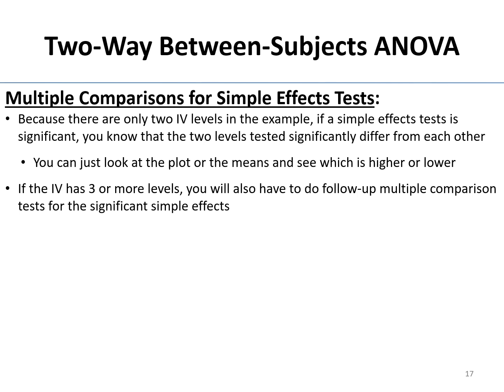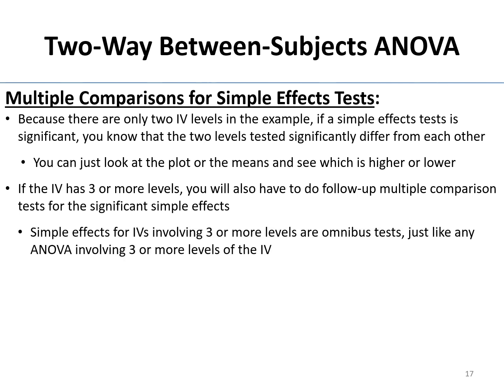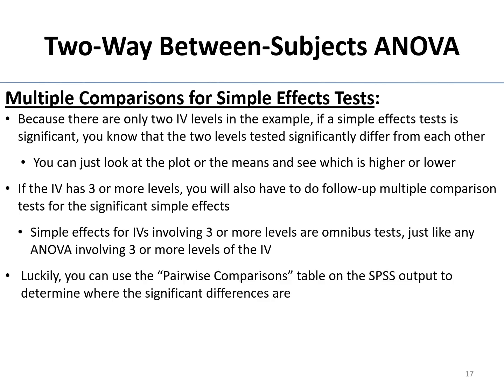So those simple effects tests are essentially ANOVAs. You have to take it to that next level. Simple effects tests for independent variables that involve 3 or more levels are omnibus tests, just like one-way ANOVA. You go, okay, there's some sort of difference here among these 3 or more means. What are they? Well, you can use what's called the pairwise comparisons table in the SPSS output, and that will give you a Tukey-like test. Do remember to use a Bonferroni corrected alpha level if you do the pairwise comparisons, because it doesn't adjust automatically like Tukey does, but it is the appropriate test.